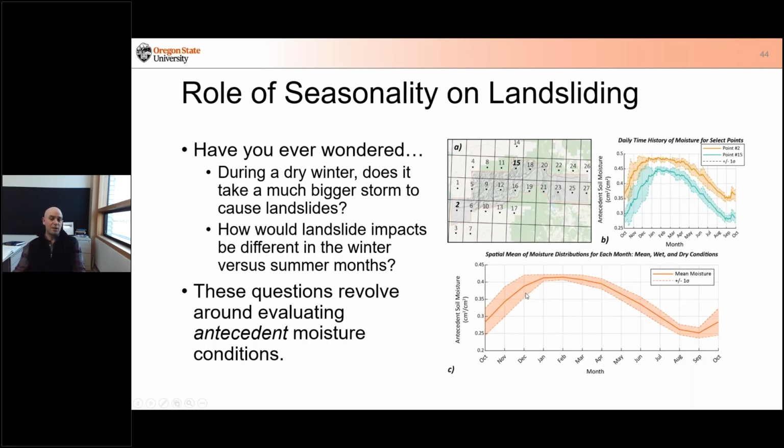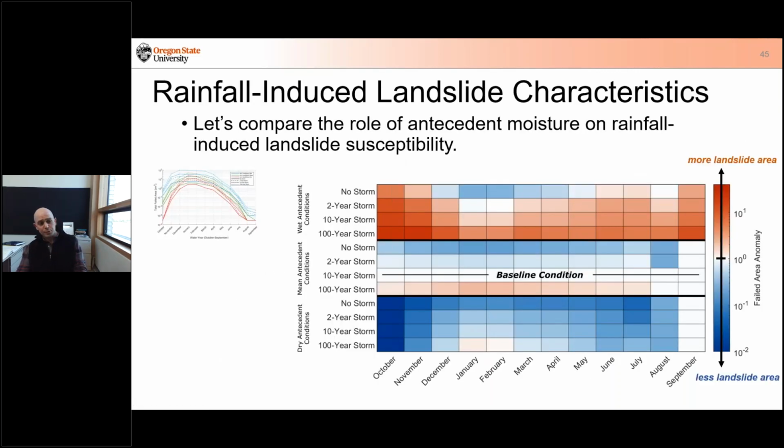We consider the mean moisture to be the average wetness of a winter, or a year for that matter. The +1 standard deviation is a wet winter, -1 a dry winter or a dry year. So this is busy, bear with me, I'll simplify it quite a bit.